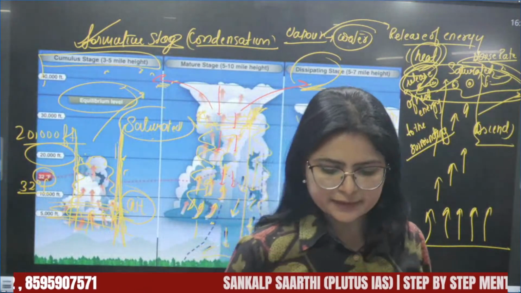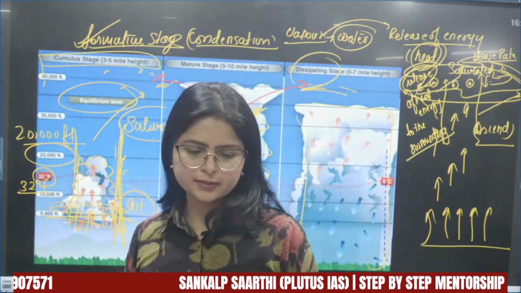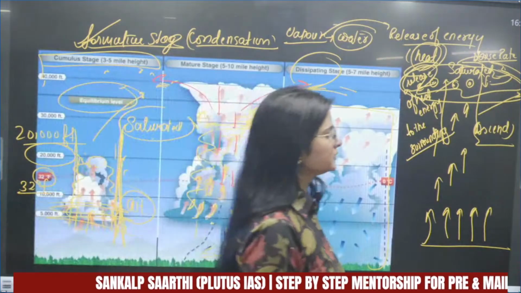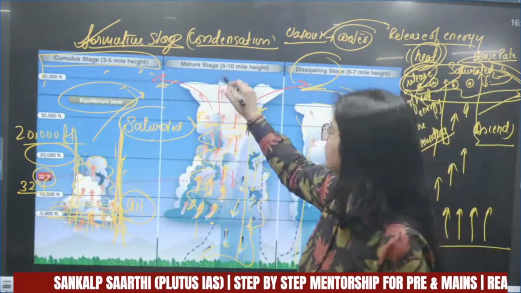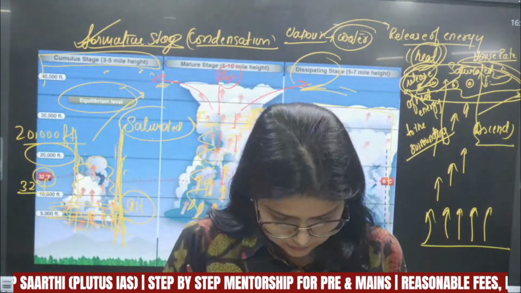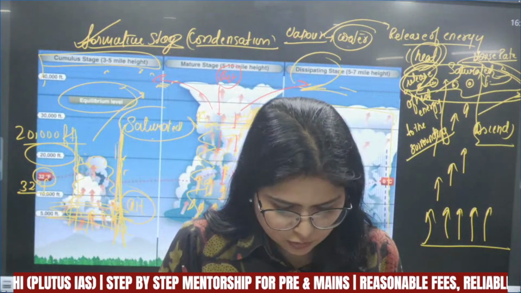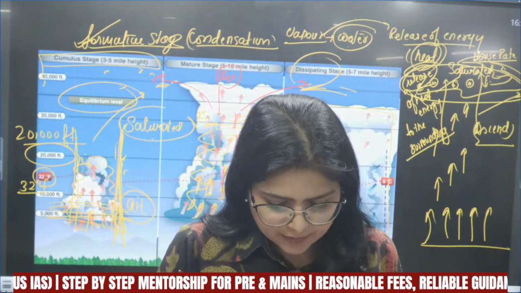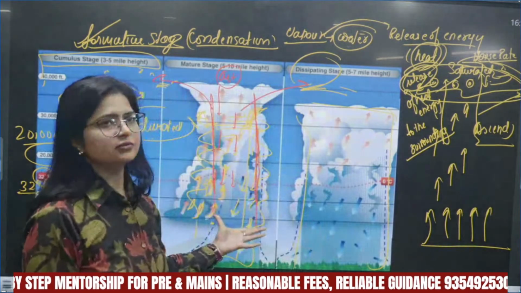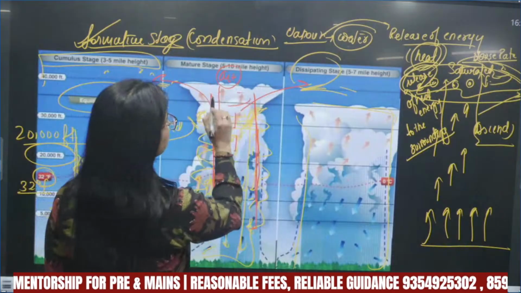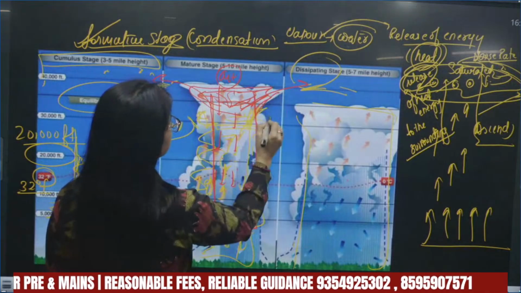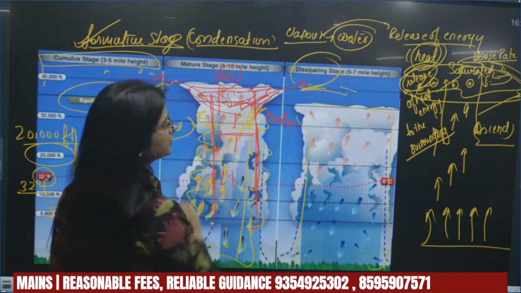ठीक है, लिखिए. This results in higher temperature in the column of disturbed air as compared to the surroundings. अब सराउंडिंग से ज्यादा यहाँ पे ज्यादा टेम्परेचर है. क्यों? बिकॉज यहाँ पे रिलीज हो गया है हीट इन द फॉर्म ऑफ लेटेंट हीट ऑफ कंडेंसेशन. ये एरिया आपका कूलर है as compared to this area.